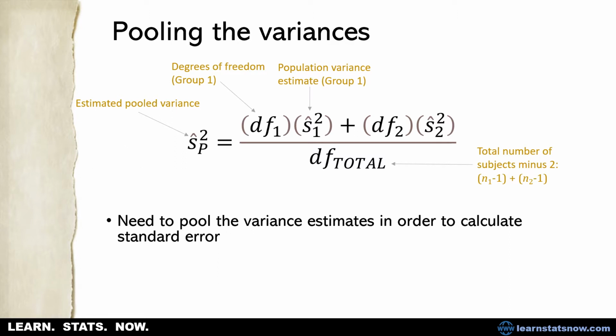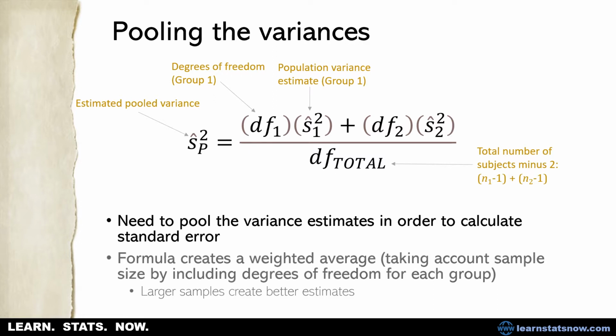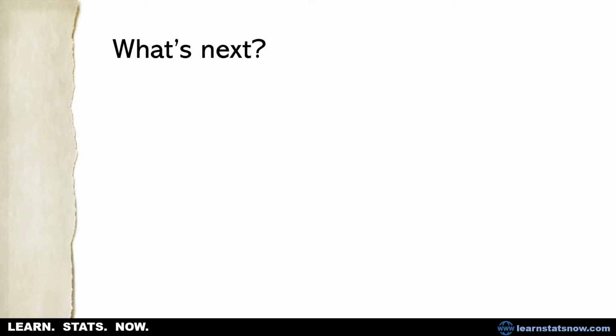And because we don't have any logical reason to prefer one variance estimate over the other, that's why we pool. So the formula creates a weighted average, which takes into account sample size by including degrees of freedom for each group. And you see that in the numerator. And the reason we weight the average is because larger samples create better estimates of the population variance. Okay, so then what's next?